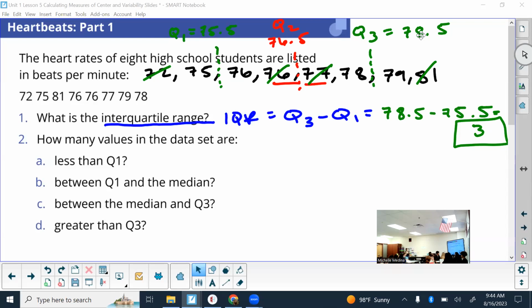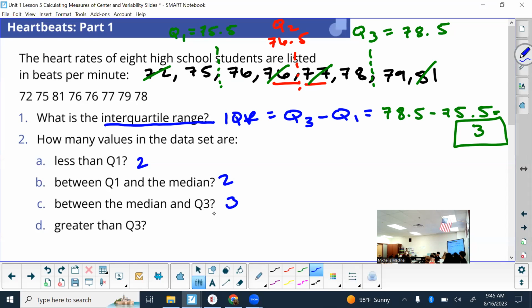Table 7 will start with you. How many values in this data set are less than Q1? 2. Okay, and I won't say if they're right or wrong until the end, so just so you know. Table 8, what about between Q1 and the median? 2. Table 9, between the median and Q3. 3.